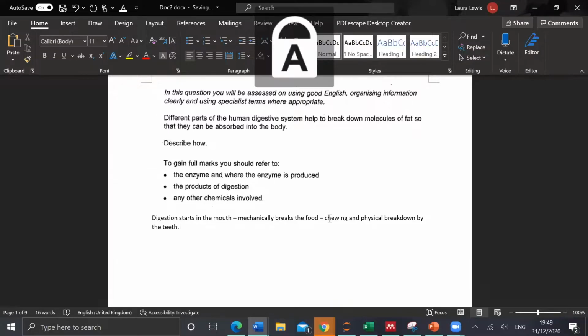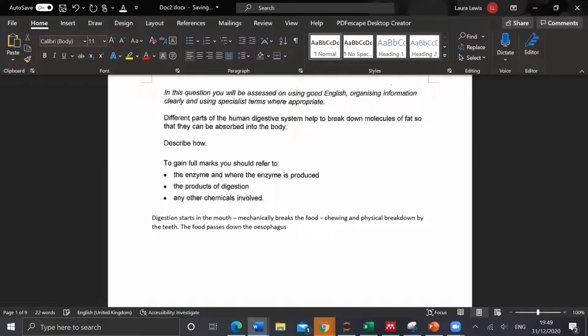Then it goes to the stomach. The food passes down the esophagus into the stomach. So what happens here? Food is broken down both chemically and mechanically by the stomach. Mechanically, as it churns, a bit like a washing machine motion, it churns the food around.